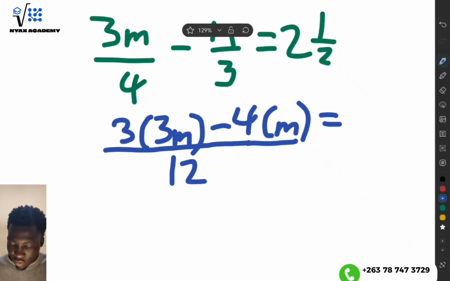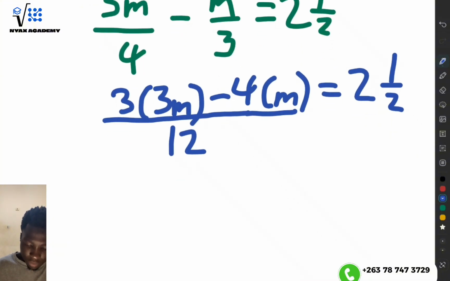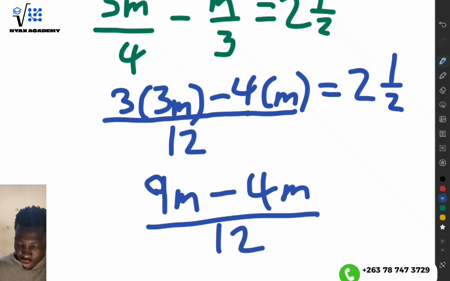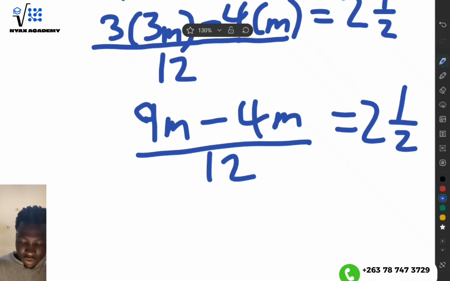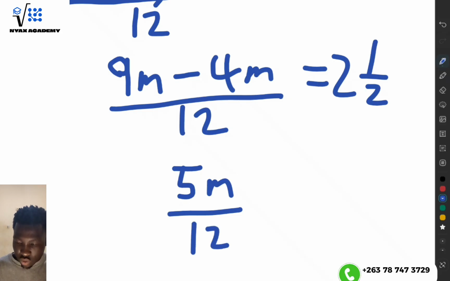is equal to 2.5. So 3 times 3m we get 9m minus 4m over 12 is equal to 2.5. So 9m minus 4m, we can simplify this to 5m over 12 is equal to 2.5, but let's get it in this pattern.